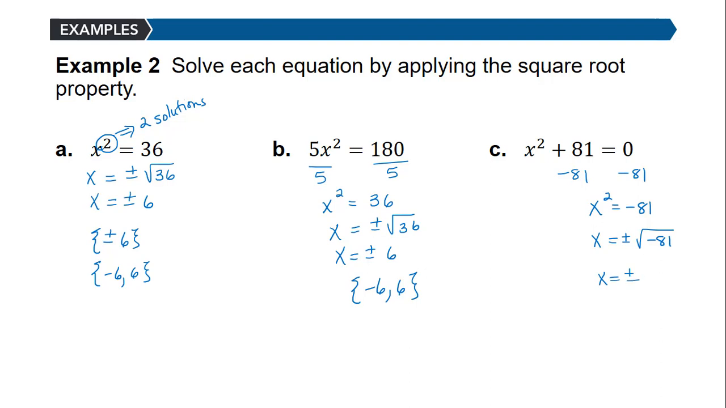Recall, though, that the square root of negative 1 is i. So plus or minus the square root of negative 81 is plus or minus 9i. So we have two complex solutions that are negative 9i and positive 9i. Or we can write them as plus or minus 9i.